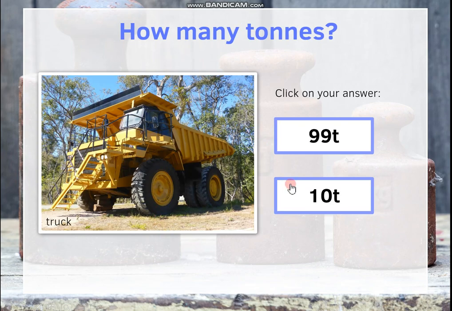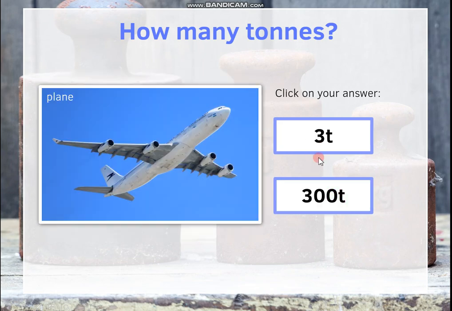And then we see this truck here. Now, is it 10 tons or 99 tons? So probably 10. And the last one, the airplane, would it be 3 tons or 300? More likely 300.